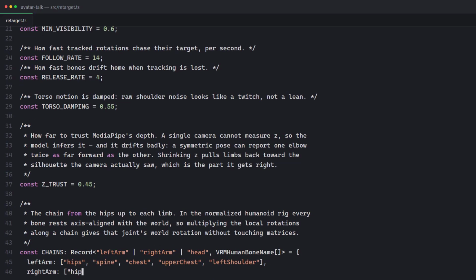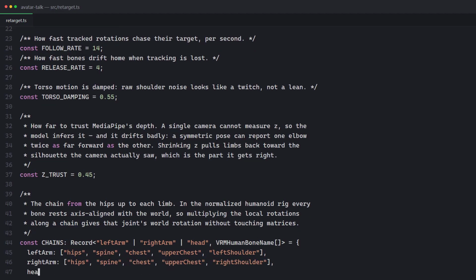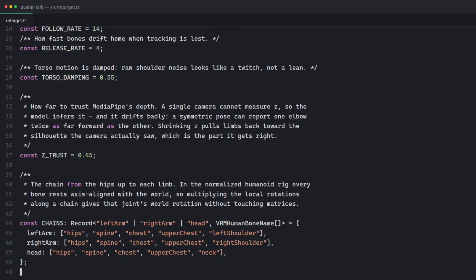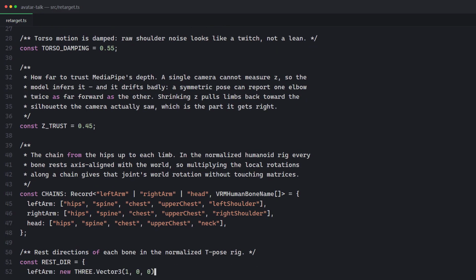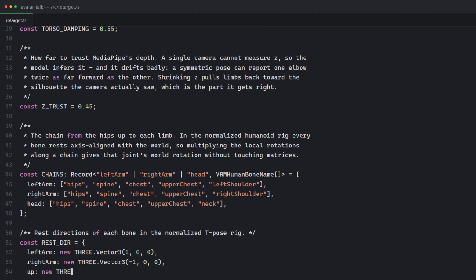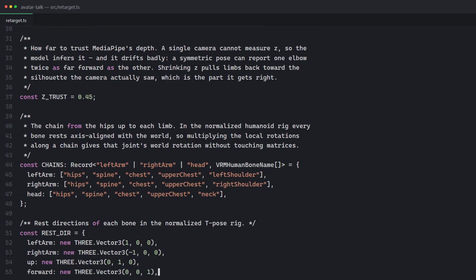Now the actual retargeting. Every bone has a rest direction. In the normalized rig, the left arm points along plus X. Take where the bone should point, shoulder to elbow, and ask for the rotation that turns rest into target. Three.js will hand it to you in one call.